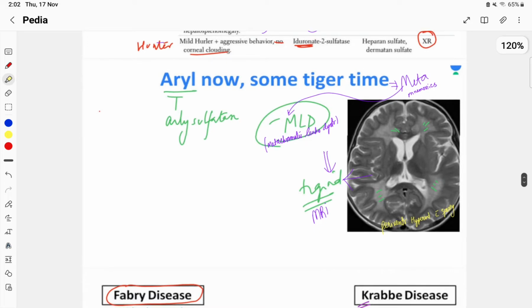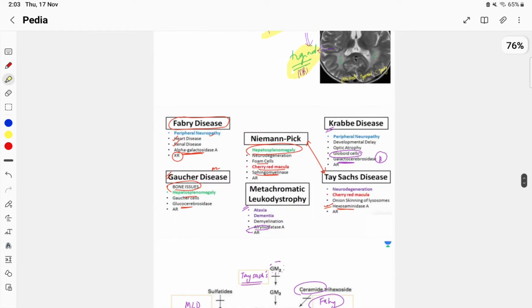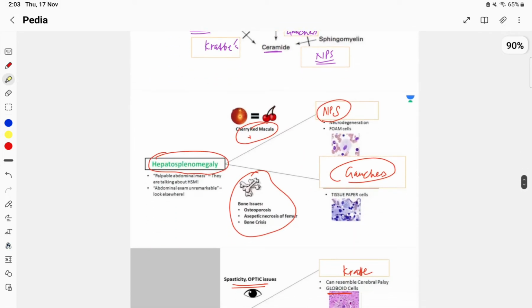Now some tiger time. Aryl gives us arylsulfatase. Tiger is its tigeroid appearance, and it is a mnemonic, a very silly mnemonic. So metachromatic leukodystrophy is the disease, and you can see periventricular hyperintensities with sparing. This is the characteristic tigeroid appearance. Tigeroid appearance is found in other places also.